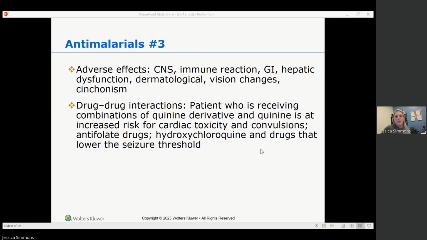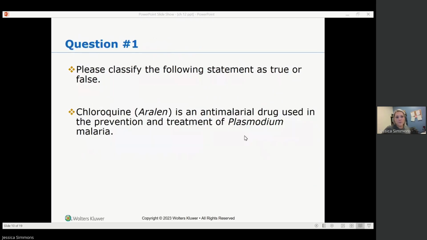Drug-to-drug interactions. A patient who is receiving combinations of quinine derivative and quinine is at an increased risk for cardiac toxicity and convulsions. Antifolate drugs and hydroxychloroquine and drugs that lower the seizure threshold. That is very important. You want to make sure you know if your patient is on an anti-seizure medication, your patient is at risk for seizures, hydroxychloroquine is going to put them at a higher risk for seizures.